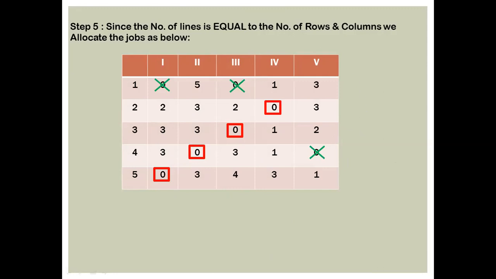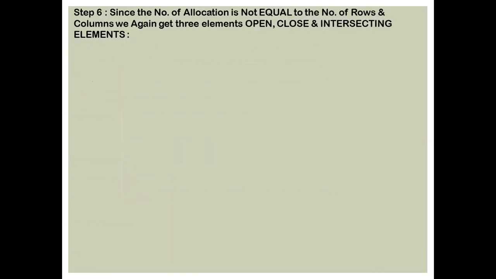That means that even if we get the number of lines equal, it is not compulsory that we will get the perfect allocation of the jobs. That means we have to again start with the procedure which I taught you just now. So again we'll be starting with the same thing, that is, finding the minimum number from the open elements, subtracting it from the open elements and adding it on the intersecting elements.